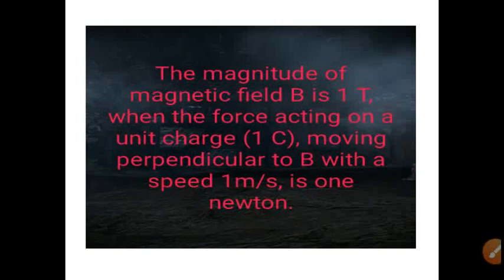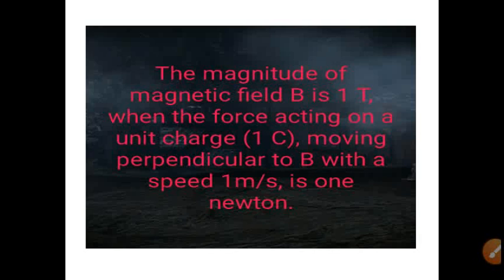From the equation of magnetic force Fb is equal to QVB sin theta, we can define 1 Tesla. You know, Tesla is the unit of magnetic field, and we can define 1 Tesla from the equation F is equal to QVB sin theta. If you put Q is equal to 1 coulomb, V is equal to 1 meter per second and B is equal to 1 Tesla, you will get F is equal to 1 Newton.